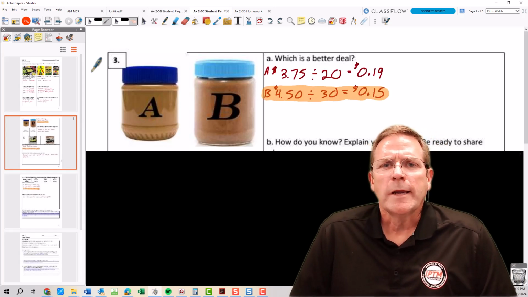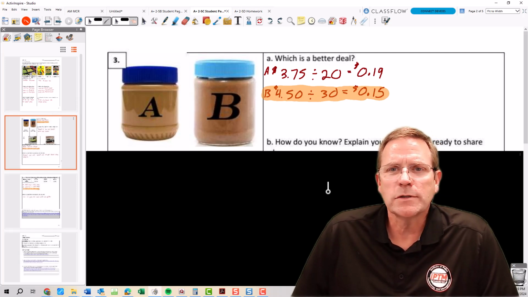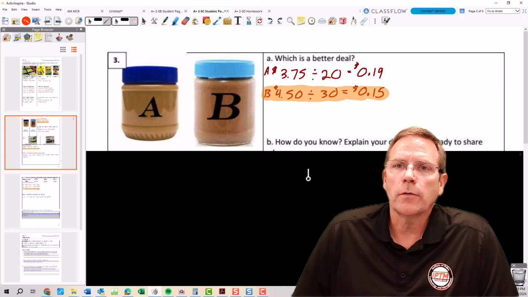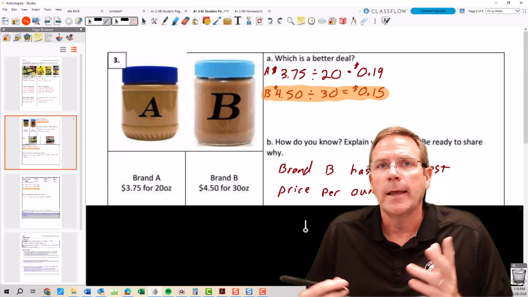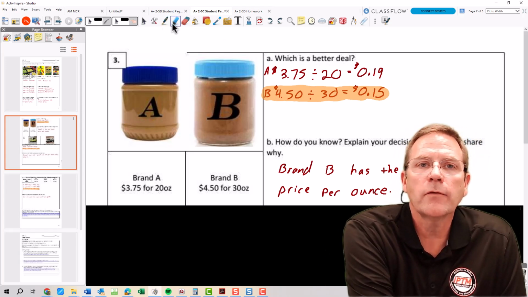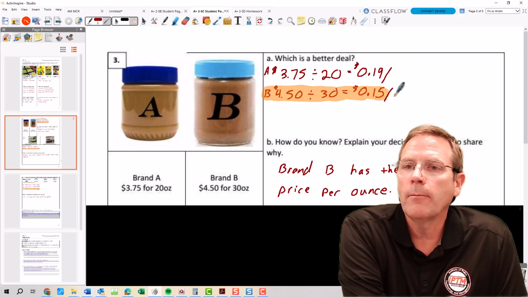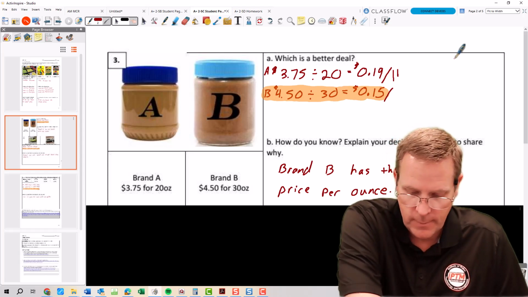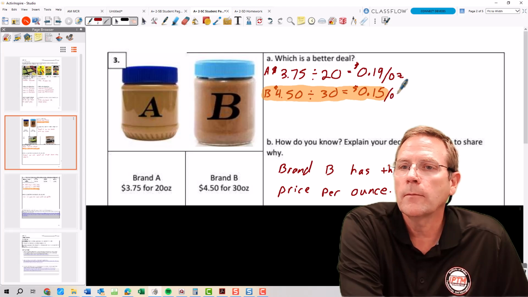Number 3 is looking at peanut butter, and we're taking a look at the cost per ounce of the peanut butter. So we took the cost of peanut butter A and the cost of peanut butter B and divided each of them by the number of ounces. Now once again, I left some important information off on my answer key here. I should have taken both of those and said per. Actually, this is an ounce, not pound. So the abbreviation for ounce is OZ.